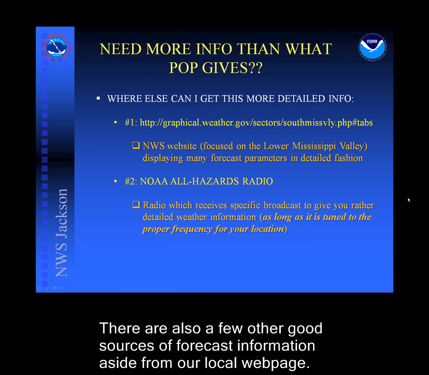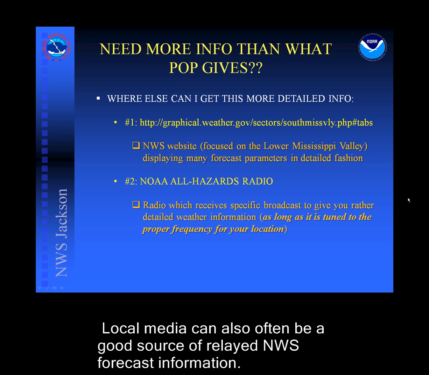Now, where else can you get more detailed information such as this? These sources may not be quite as good or thorough as our main webpage, but there's another National Weather Service website focused on the lower Mississippi Valley that displays graphically many of the forecast parameters in detail, such as weather and rainfall amounts. That address is given in number 1.